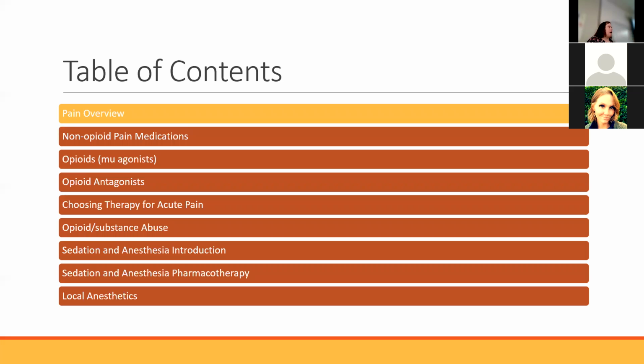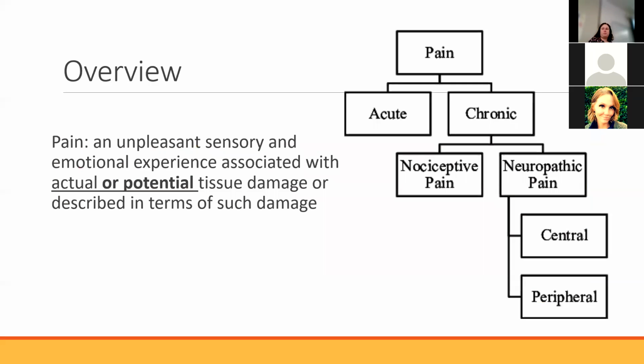I'll kind of go through this table of contents just step by step to help, so have an idea of where we're at, but we'll start with an overview of pain.